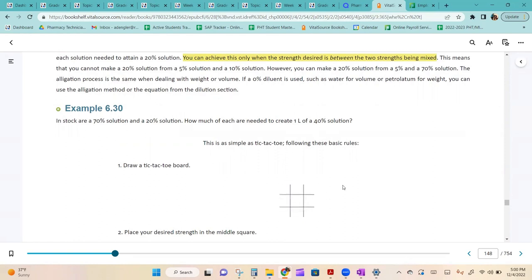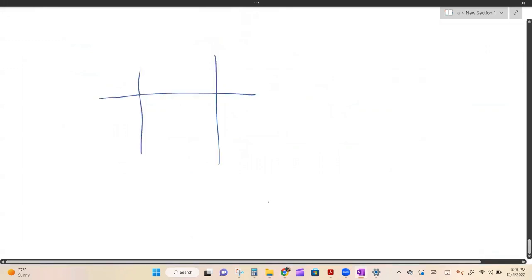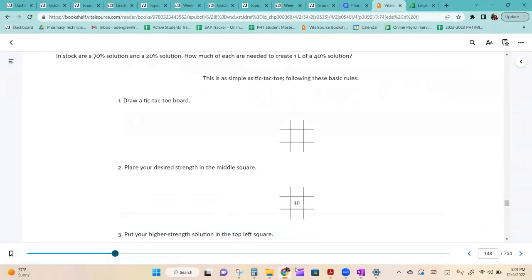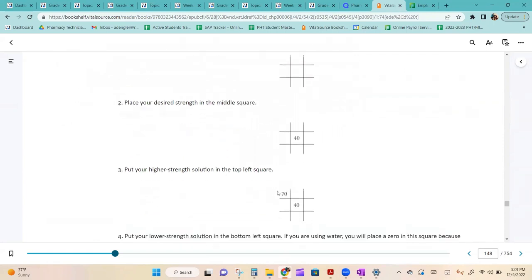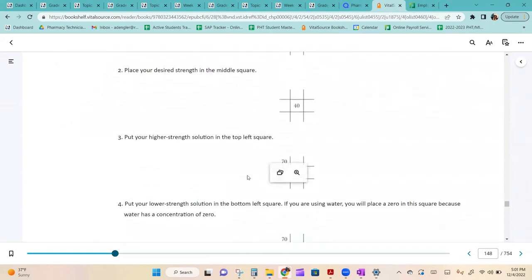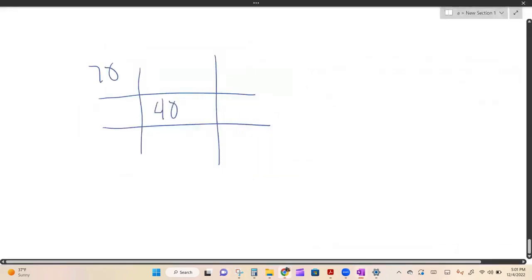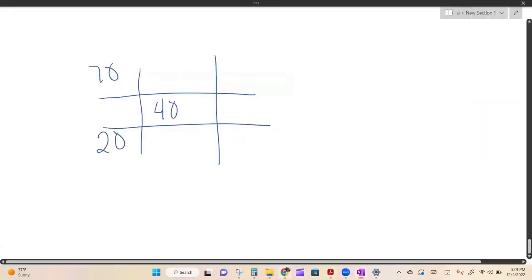So our first step is to draw a tic-tac-toe board. Place your desired strength in the middle, which was 40. We're going to put our higher strength in the top left square and our lower strength in the bottom left square. So 70 and 20.